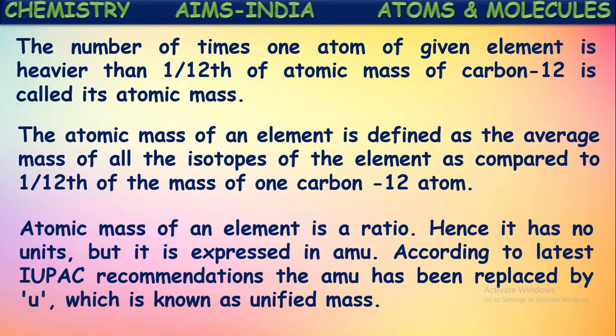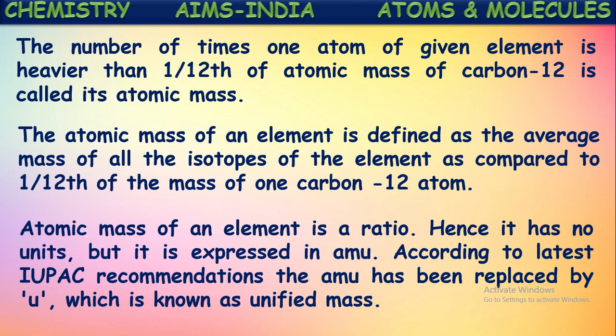So the atomic mass of an element is a ratio. As we said, it is just a comparison, just a ratio. Hence it has no units. Atomic mass has no units. But it is expressed in AMU.